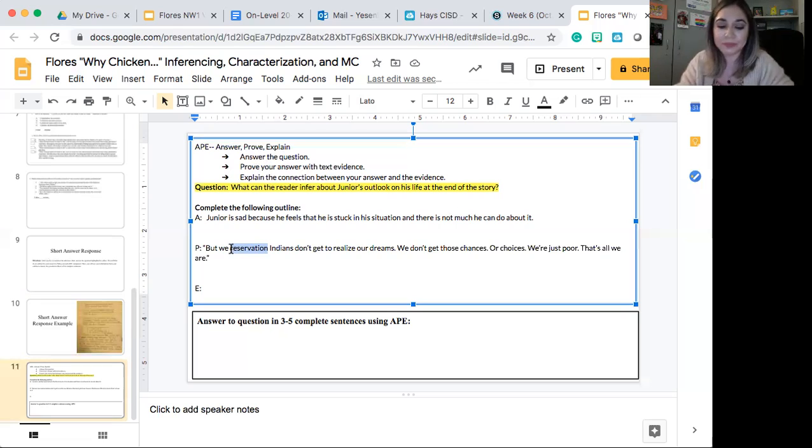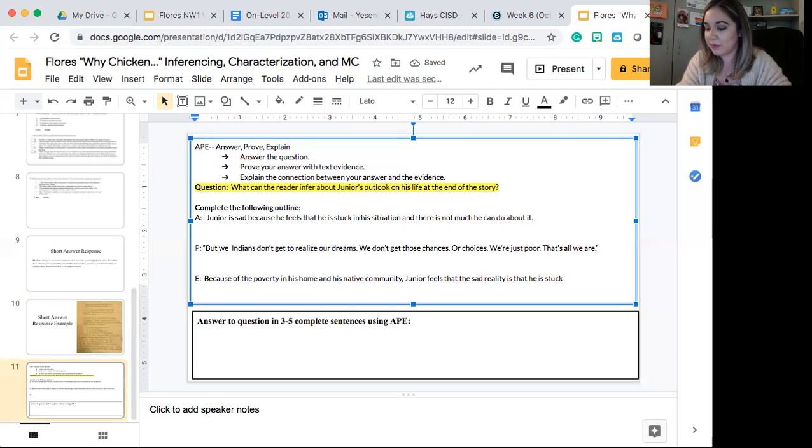So I'm going to put, not there, over here. Because of the poverty in his home and his native community, the sad reality is that, no, actually, let me erase this. Junior feels that the sad reality is that he is stuck where he is and will never get the opportunity to do more or be more.